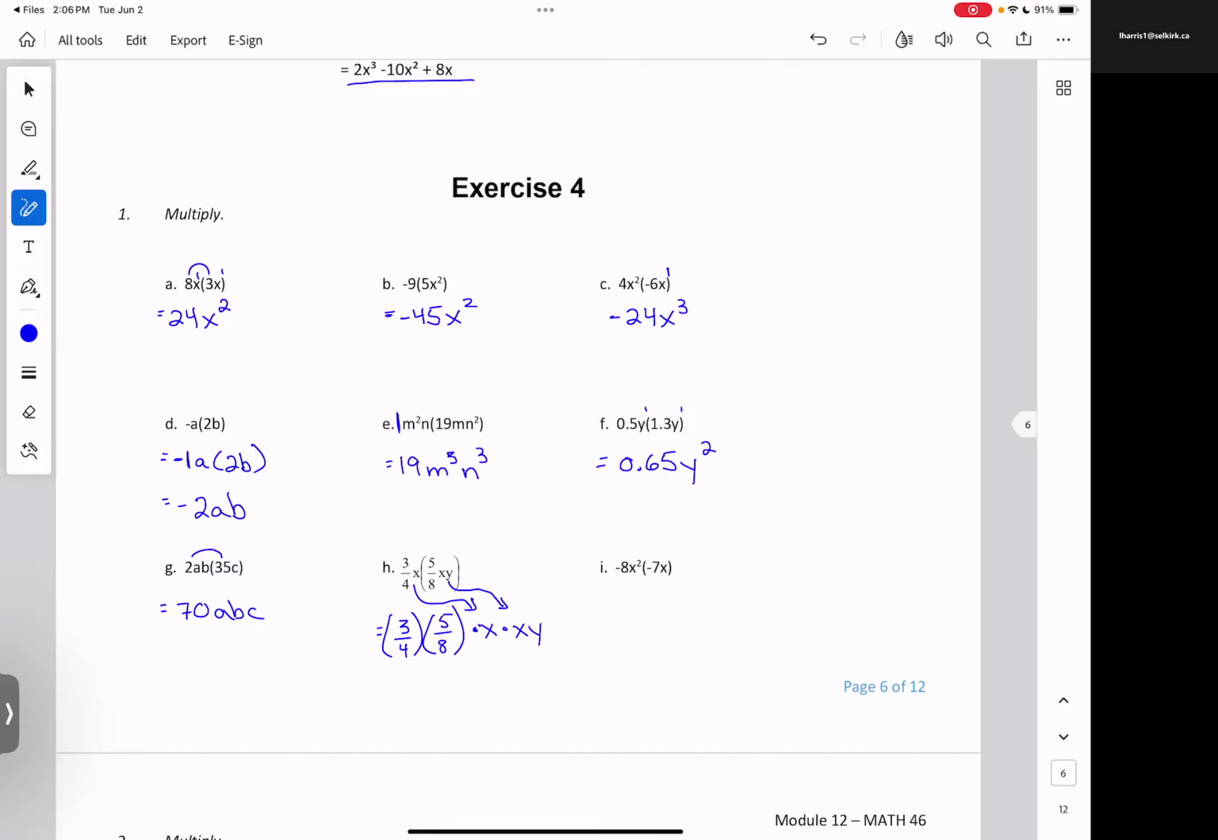Okay, so when we multiply fractions, we could do some cross simplification, but here there is nothing to do. So we get top times top gives us 15, over bottom times bottom gives us 32, and then we have x squared y. And we can't simplify that fraction any further, so that's as far as we can go. And final question here, when we multiply our coefficients together, we would get positive 56. And then our variables give us x to the power of 3.